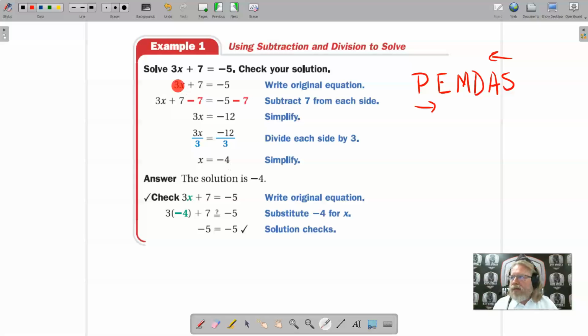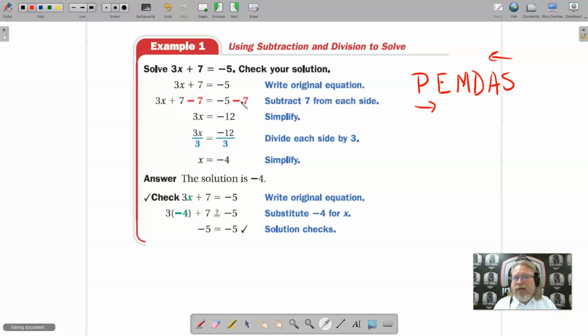So before we can deal with the 3 being tied to the x with multiplication, we have to first deal with this plus 7 that's tied to the 3x. So the opposite operation of addition is subtraction. We're subtracting the very value we wish to get rid of, which is 7. And what we do to one side, we have to do to the other. So we are subtracting 7 from both sides. Whenever we do that, we see that these are opposites. So +7 and -7 is going to equal 0, leaving us just with this 3x that we see here. And then -5 minus 7, which is the same as -5 plus -7.